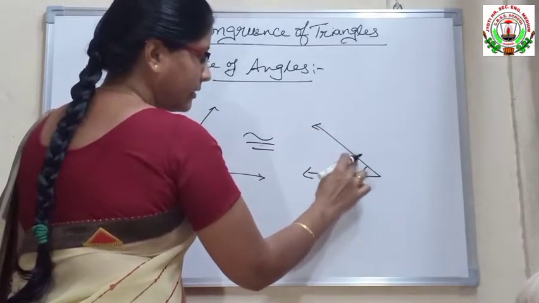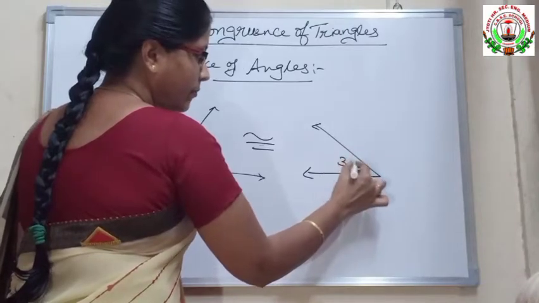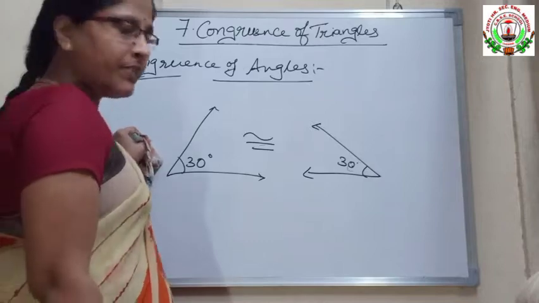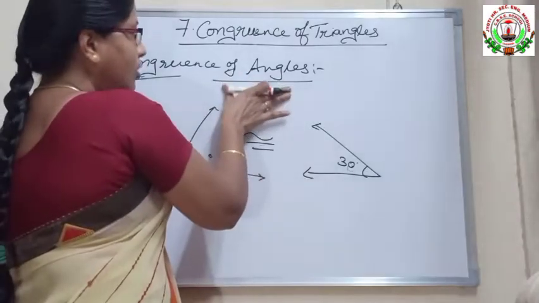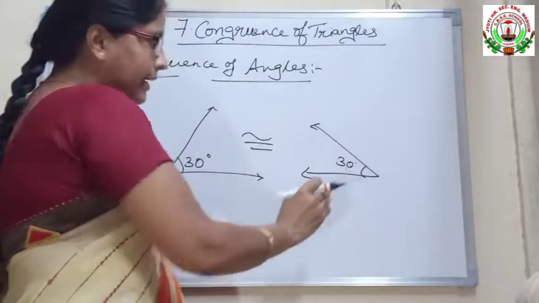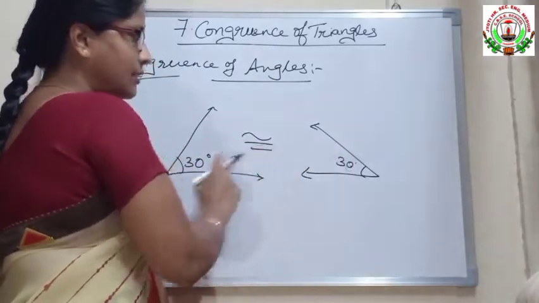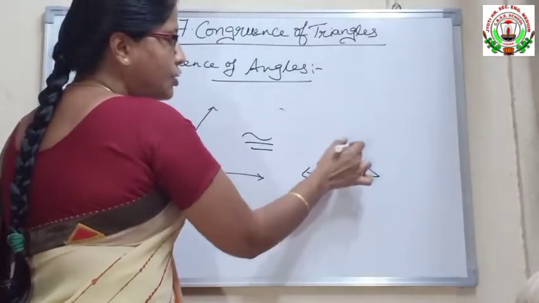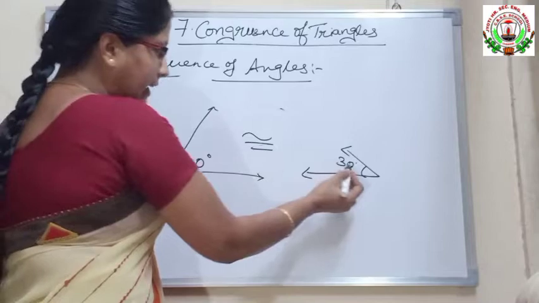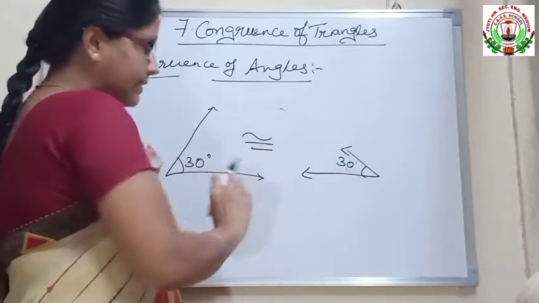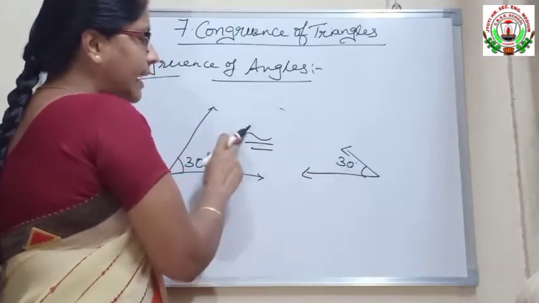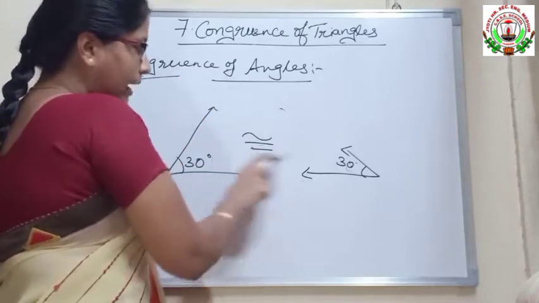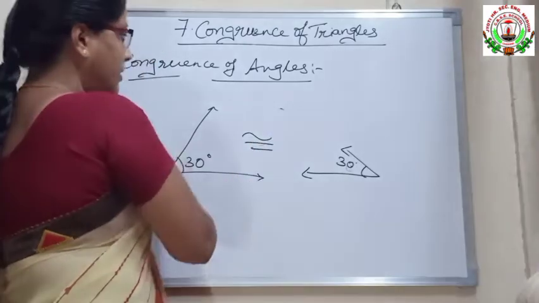This is 30 degrees. So these two angles are congruent to each other. So to see the congruence of angles, we just have to see the angles, not the arms. These arms may be long or these arms may be short. Anything, but the angles should be equal. Then we can say that these two given figures are congruent to each other. When the angles are the same, we can say that these two angles are congruent to each other.